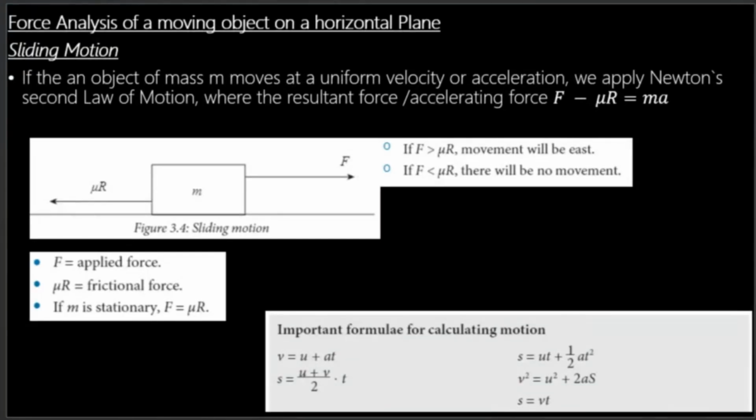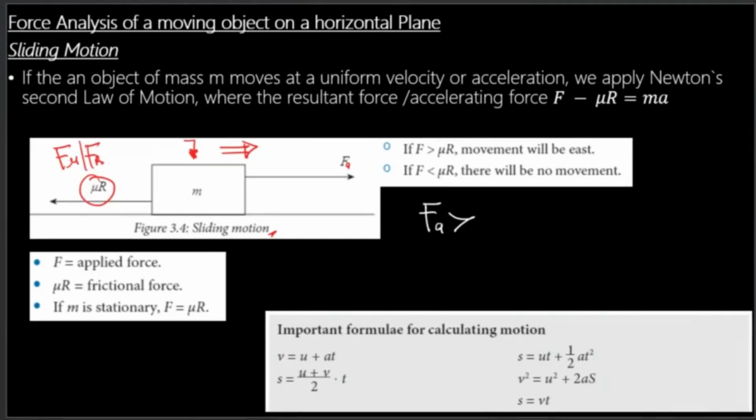So I want you to look at this diagram here. Now we have a mass here that is on a sliding motion. And then we have the force here. The force here is the applied force. Now, this object will be able to move forward if the applied force here is greater than this one. This one, I will call the frictional force or resistance force.